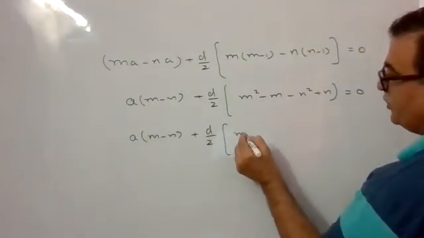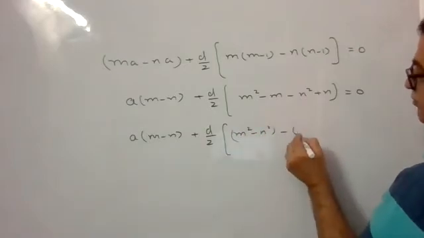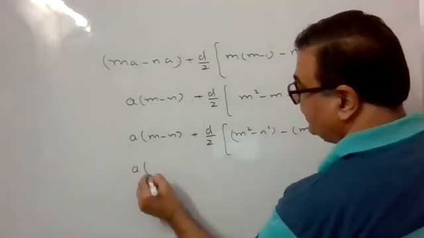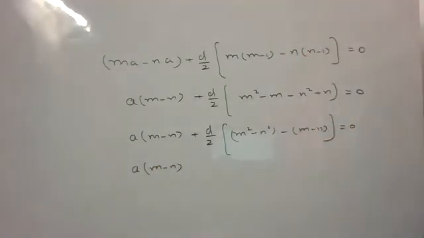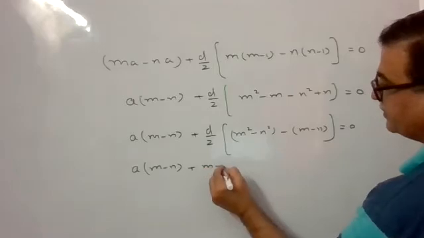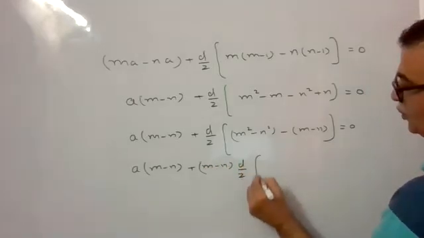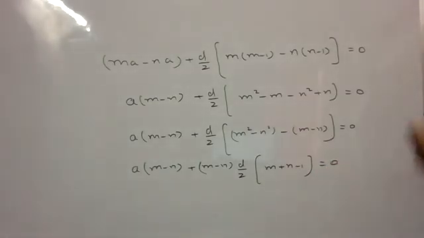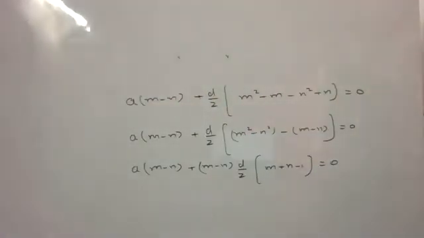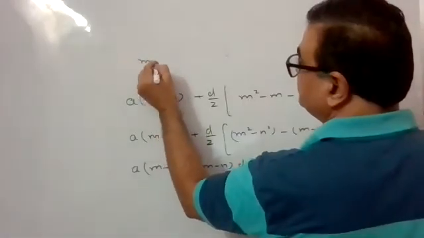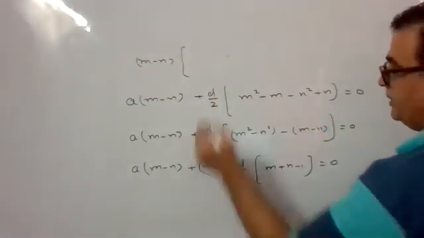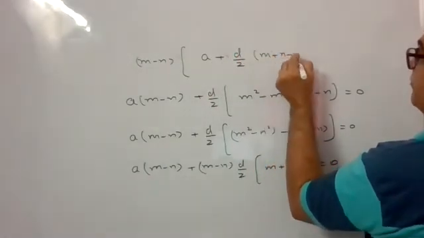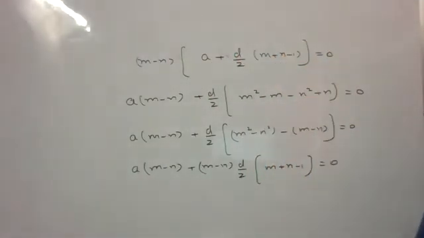Here m square minus n square will be there, and minus is common, so m minus n is 0. So I got a times (m minus n). M minus n will be common in it. Come out to be d by 2, (m plus n minus 1) is equal to 0. Then I got m minus n is common. What is left? A plus d by 2 (m plus n minus 1) equal to 0.